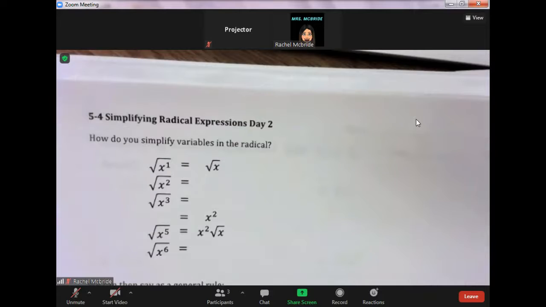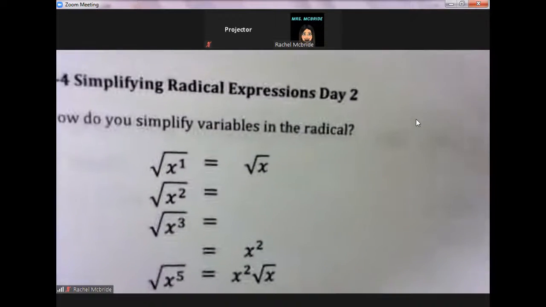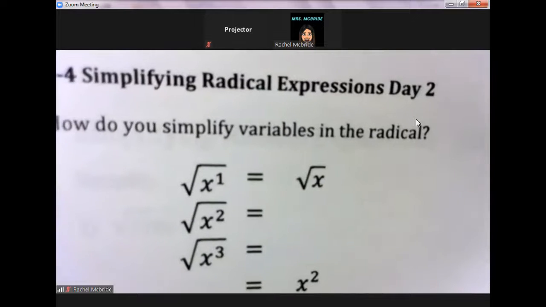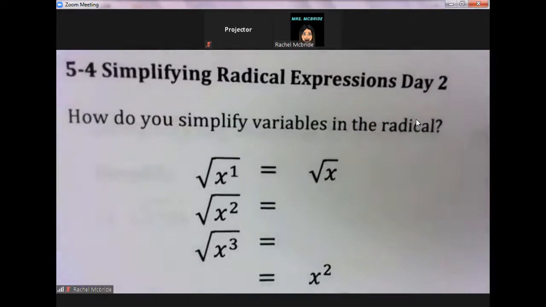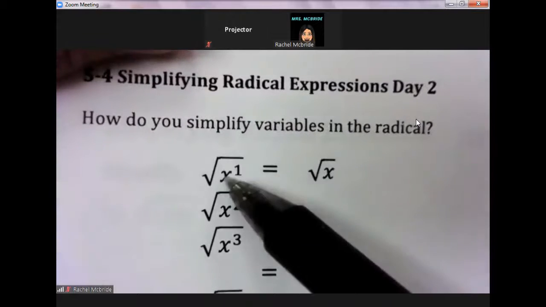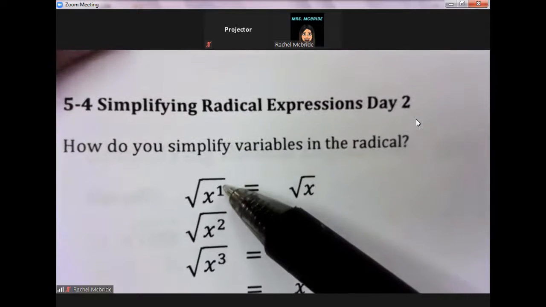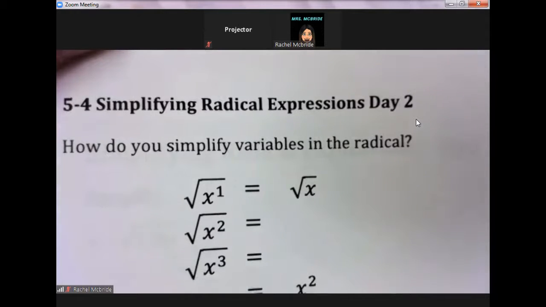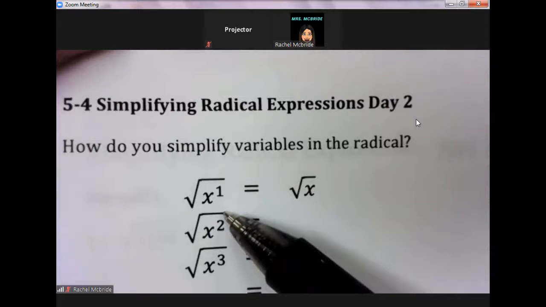So we are looking at simplifying radical expressions, day 2. So how do you simplify variables in the radical? Well, radicals and variables are kind of like multiplying and dividing were back in the day. If it is an odd variable, then it is going to stay under the radical. If you have an even, then you are going to divide that even number by 2.